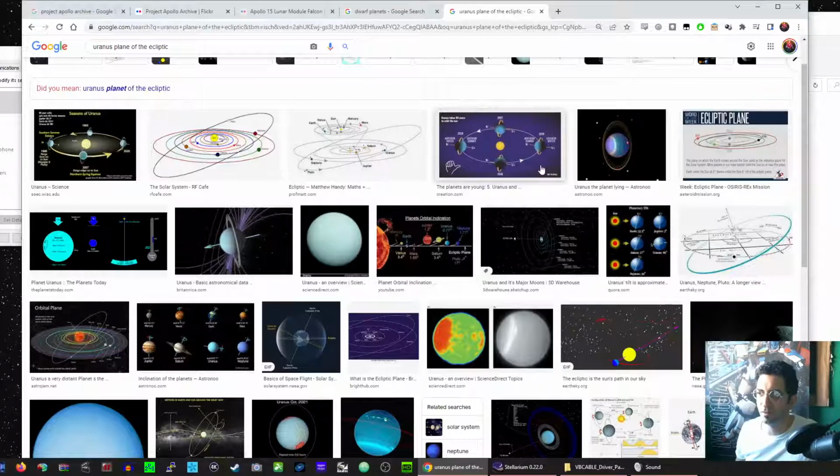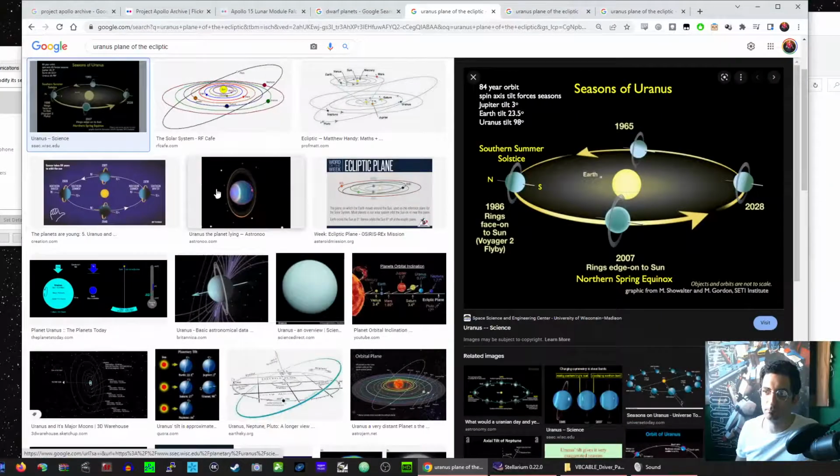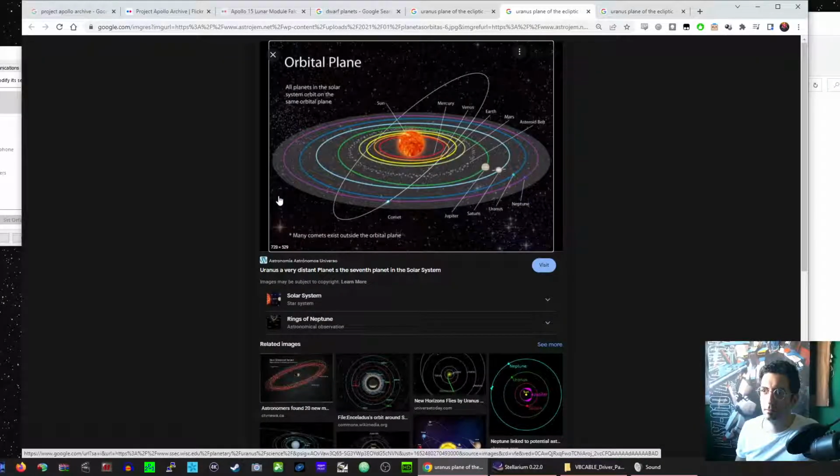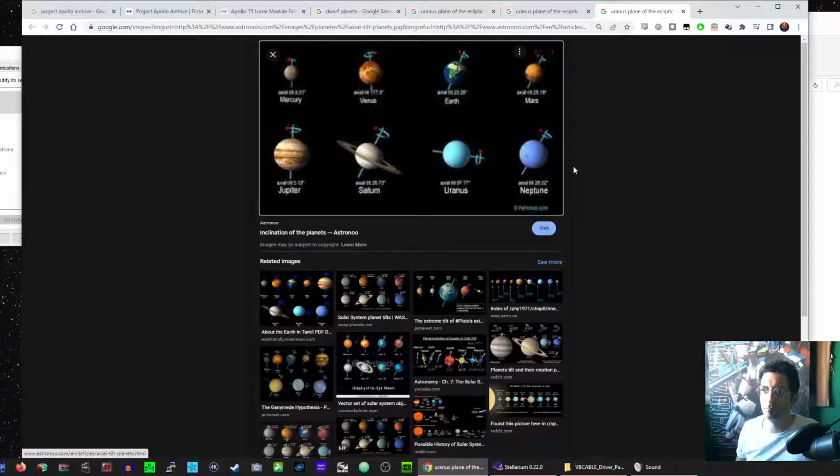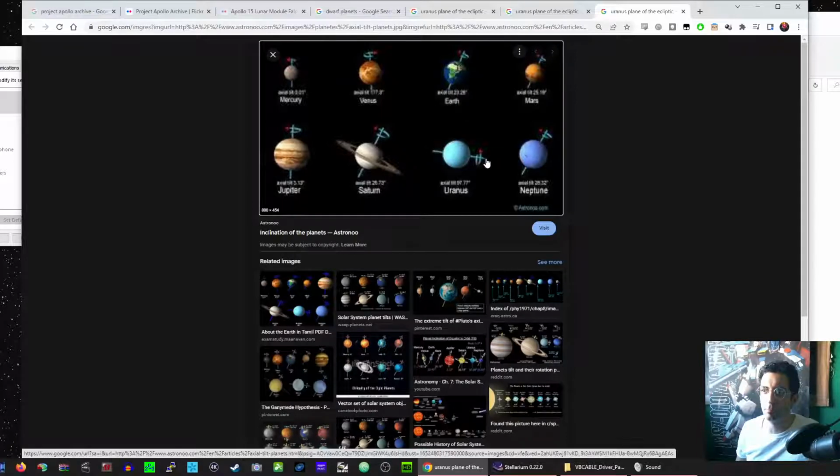But let's see if we can find... I really wanted to find a picture or a diagram of Uranus in relation to everything else. But there we go. We got the polar region, that little blue stick over here.